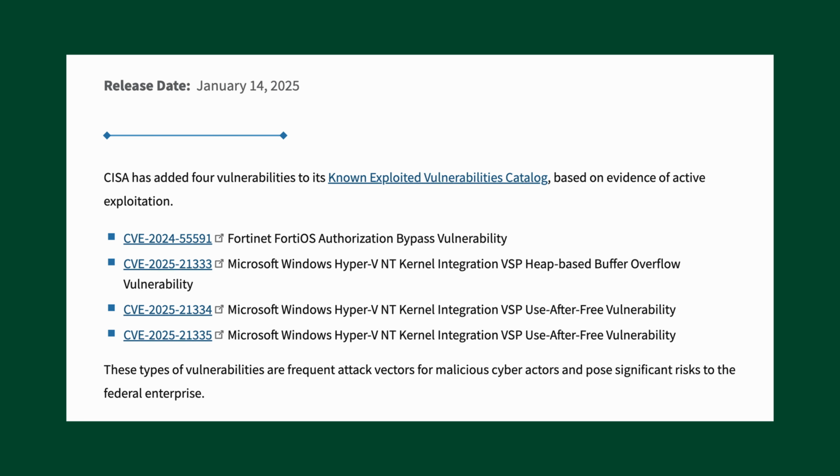So, yeah. The main ones that CISA and other experts have been warning about and telling people to patch, both in the federal government in the United States and by other experts in the industry, are CVE-2025-21333 and CVE-2025-21334. These affect the Windows Hyper-V NT Kernel Integration VSP. Federal agencies have to patch by February 4. This is critical, specifically for data centers, cloud providers, even enterprise environments.